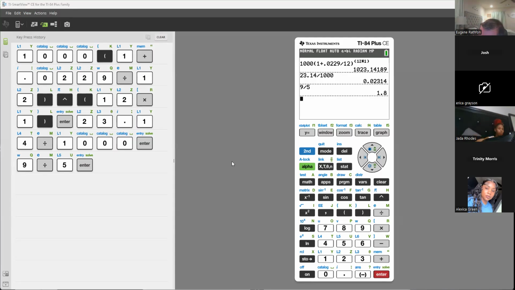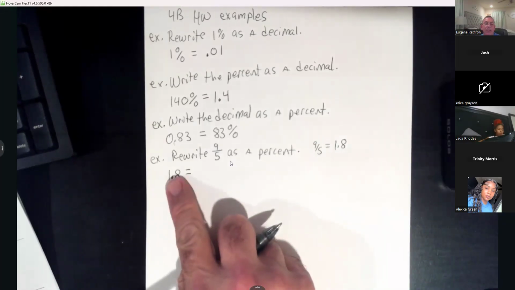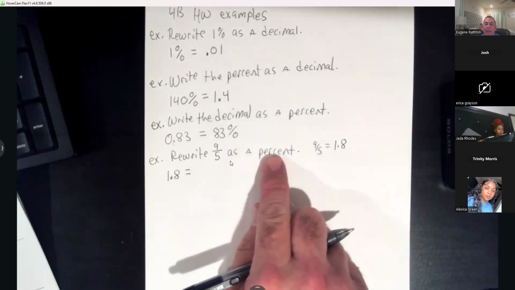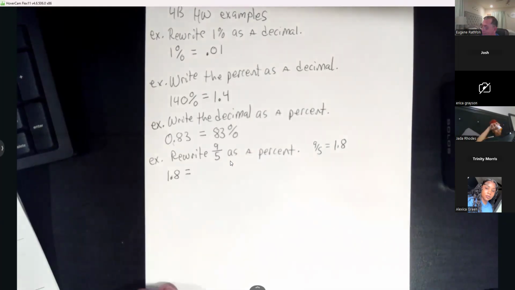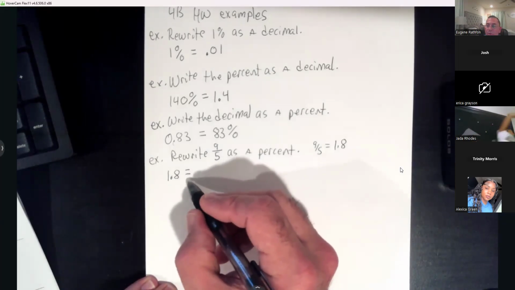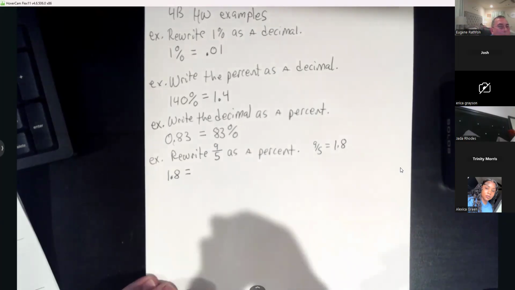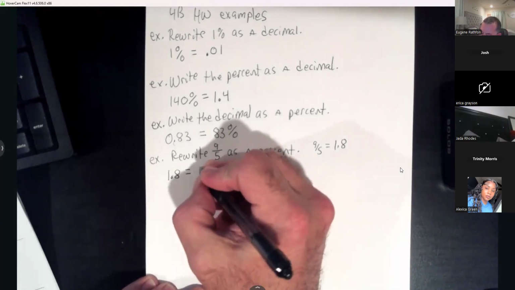Okay, so 9/5 equaled 1.8. But y'all, we're still in decimal form. We need to turn that into a percent. So you got to move that decimal right twice. So what are you getting up there? 180%. Good job.